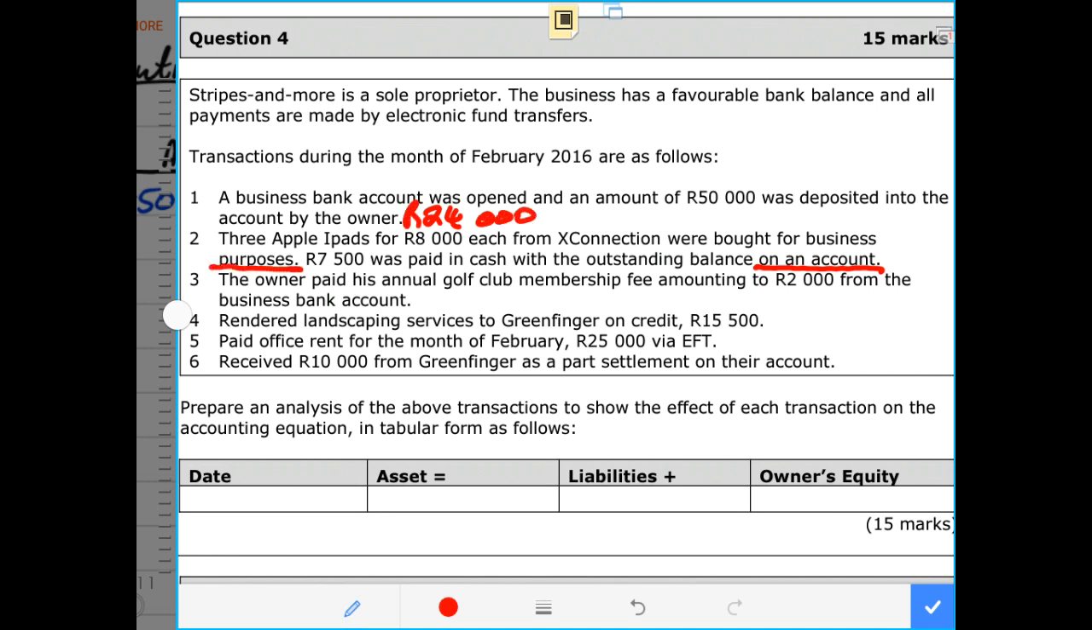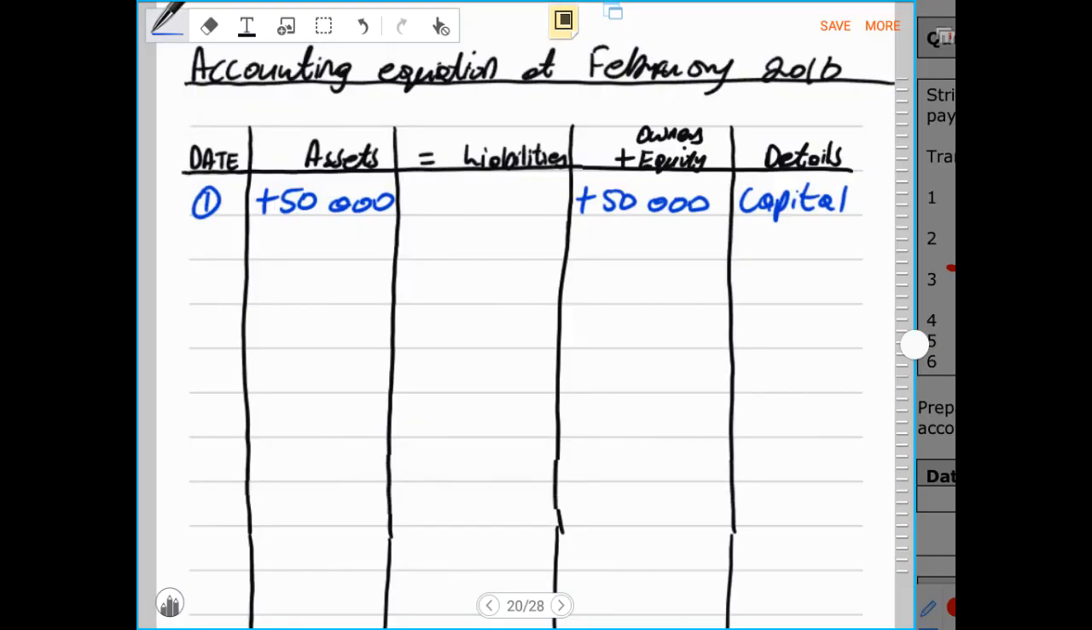They are bought for use in the business. Therefore now, these iPads will be assets to the business. So this will be number 2, and we have to say plus 24,000. The assets of the business will increase.